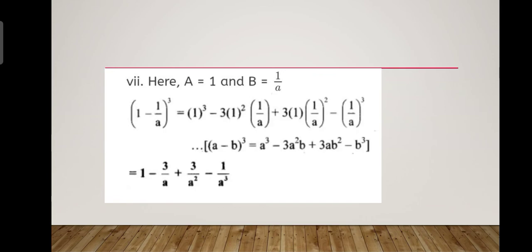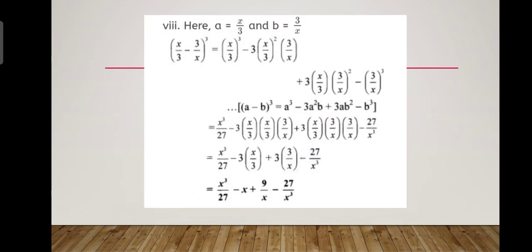Okay students, now 7th question, that is (1 minus 1 upon a) the whole raised to cube. So here a is 1 and b is 1 upon a. So according to the formula a cube, that is 1 cube, minus 3 into a square, that is 1 square, into b, 1 upon a, plus 3 into a, that is 1, into b square, that is (1 upon a) the whole square, minus b cube, (1 upon a) the whole raised to cube. So 1 cube is 1 minus 3 into 1 is 3, so 3 by a, plus 3 into 1 is 3 upon a square, because a square will come here, minus 1 upon a cube.